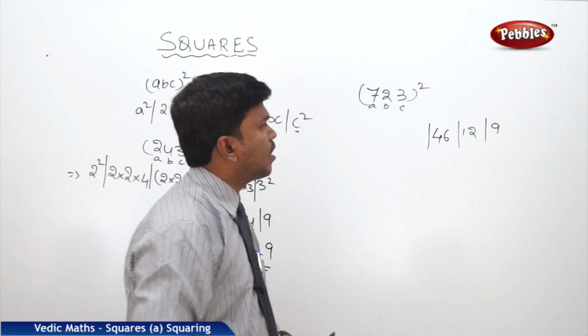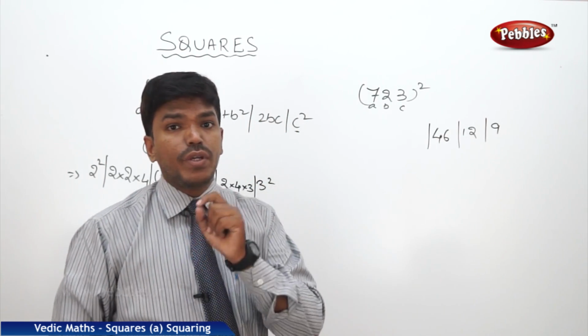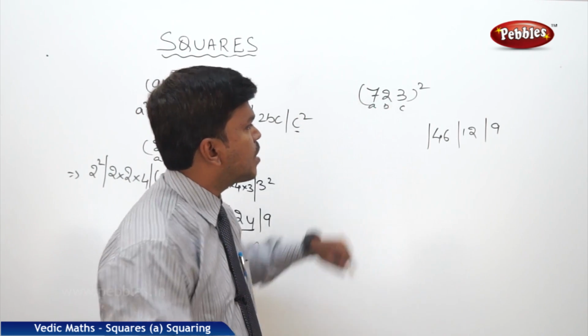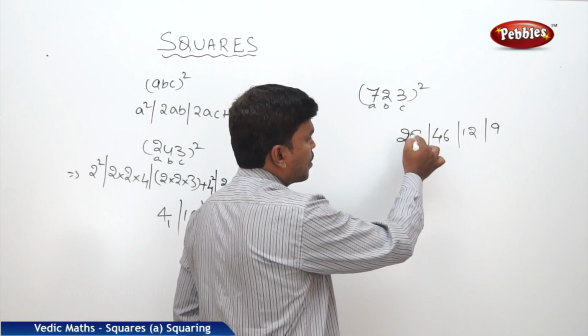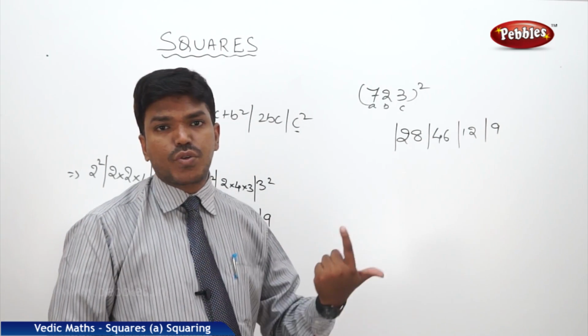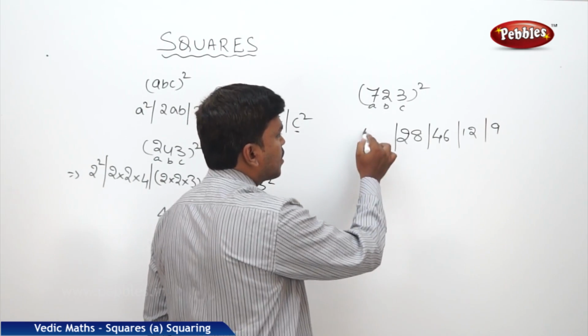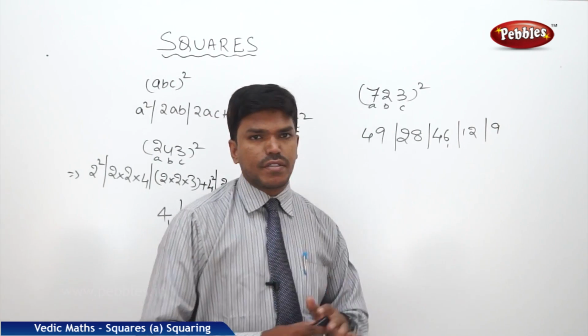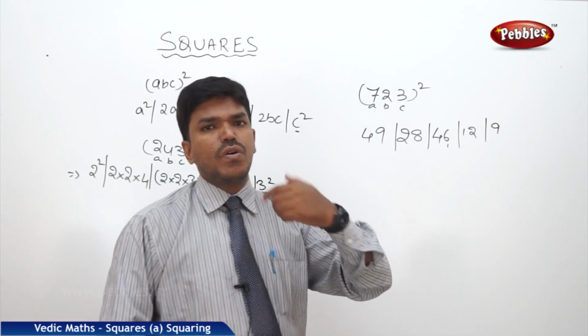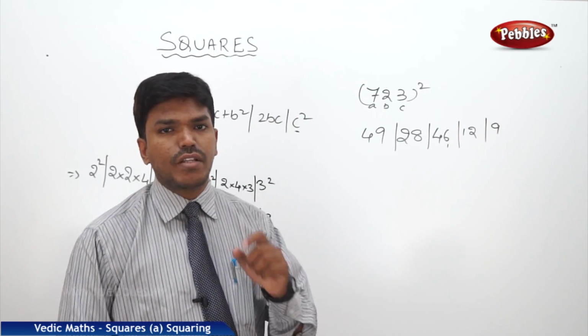Next, 2ab. So what is 2ab? 2 7s are 14, 14 2s are 28. Next, what is a square? Finally, 49. Now we got the answer. But it is in balancing mode. So you need to balance it to get the final answer.